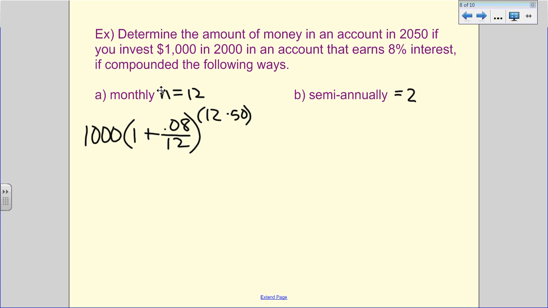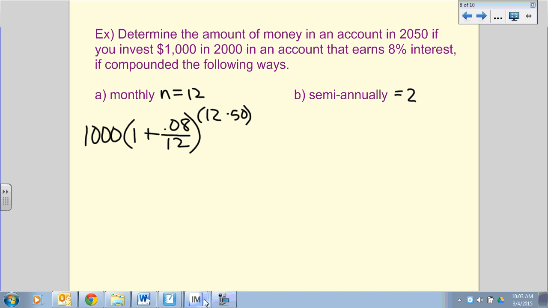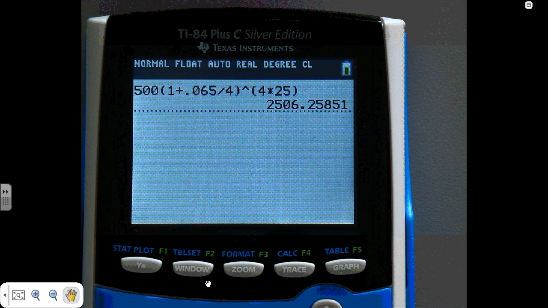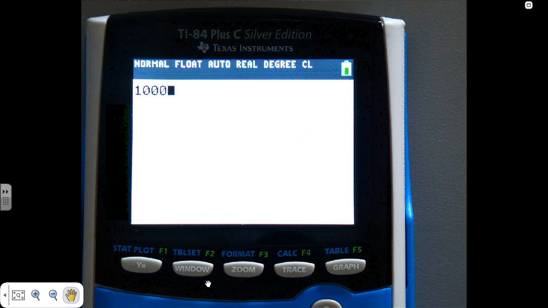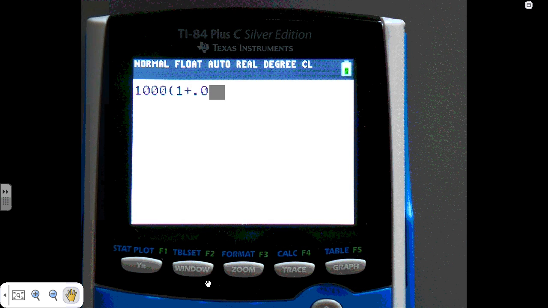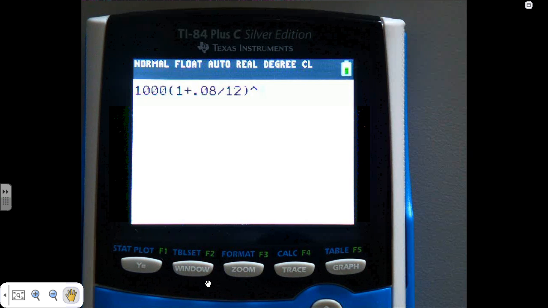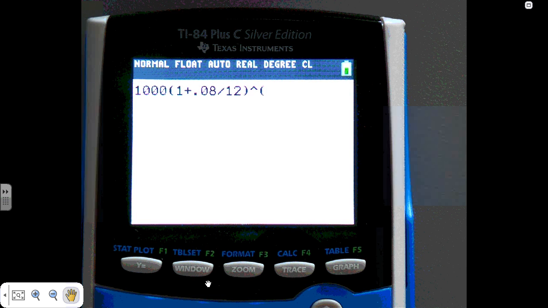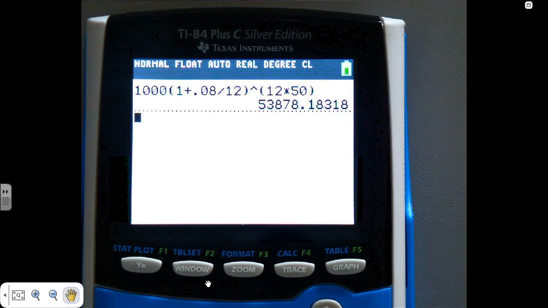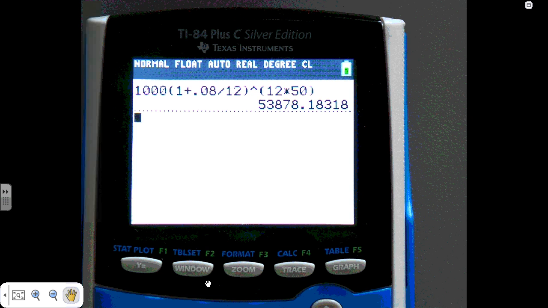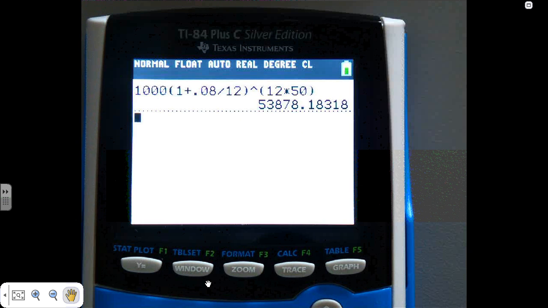Now, before you guys go too far, I want to once again show you guys how you can use your calculator to be a little bit smarter and work for you. How much are we investing, guys? 1,000 times 1 plus 0.08 divided by 12, to the 12 times 50, correct? And we hit enter and we get $53,878.18, correct?